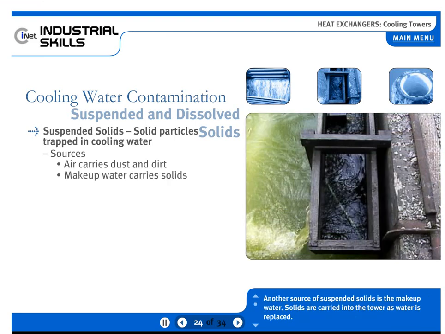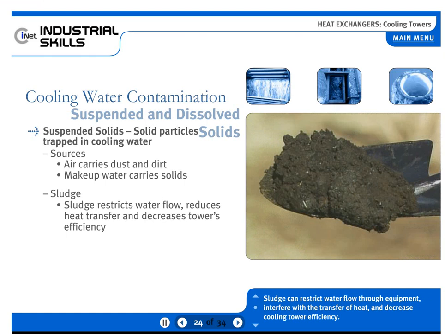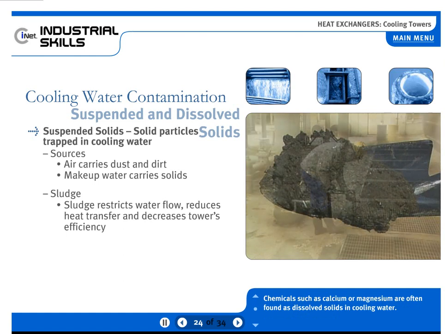Another source of suspended solids is the makeup water. Solids are carried into the tower as water is replaced. When suspended solids collect inside a cooling water system, they form a thick mixture called sludge. Sludge can restrict water flow through equipment, interfere with the transfer of heat, and decrease cooling tower efficiency.